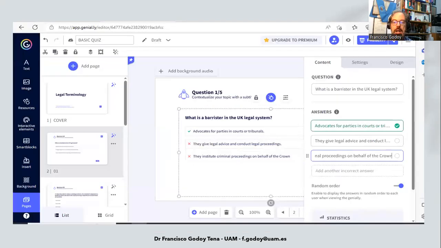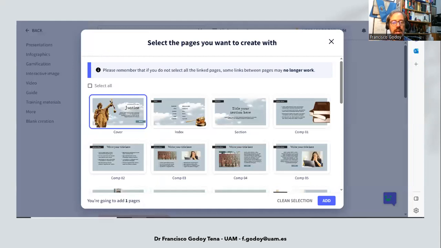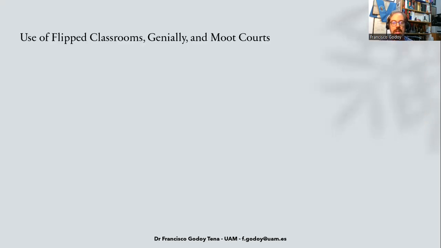For example, here I introduced a possible exercise where you can introduce the term barrister, and then you can have different possible ways of defining that term. Obviously, thanks to flipped classrooms, students are aware of this distinction. And then, of course, the importance of possible PowerPoint presentations of all sorts and gamifications.